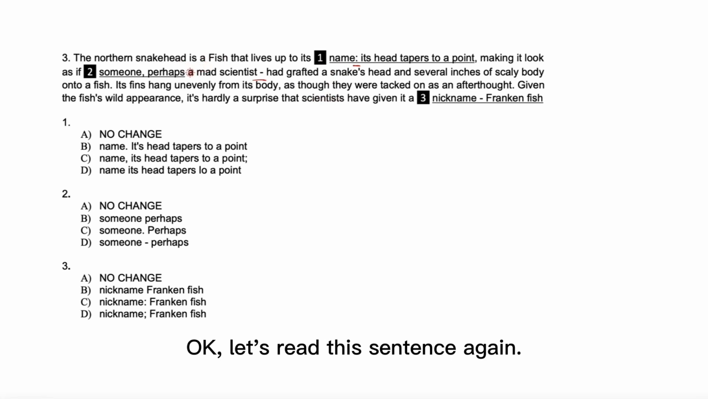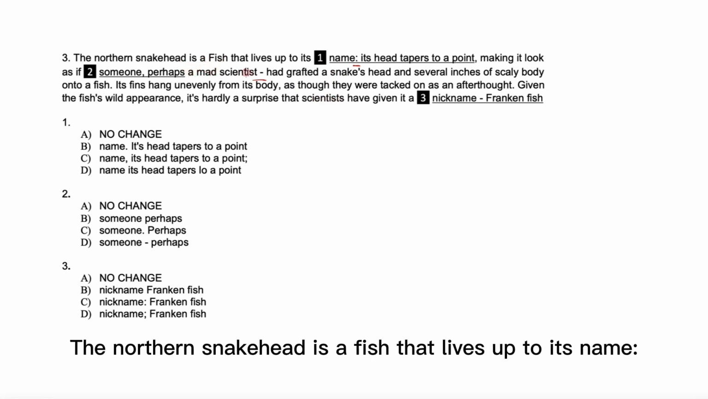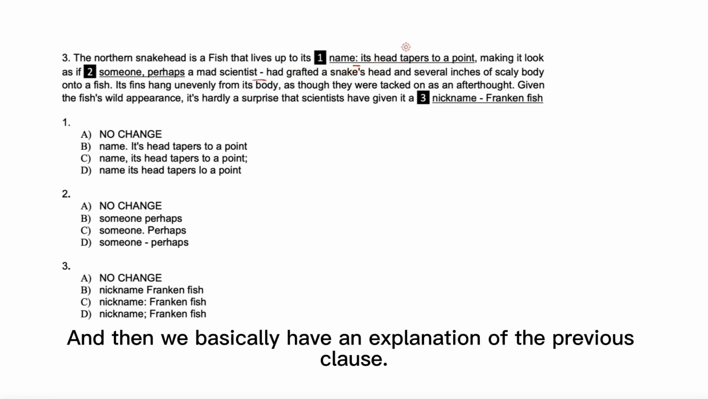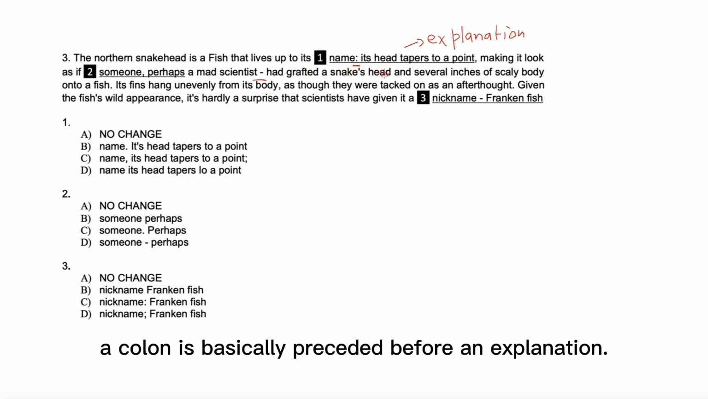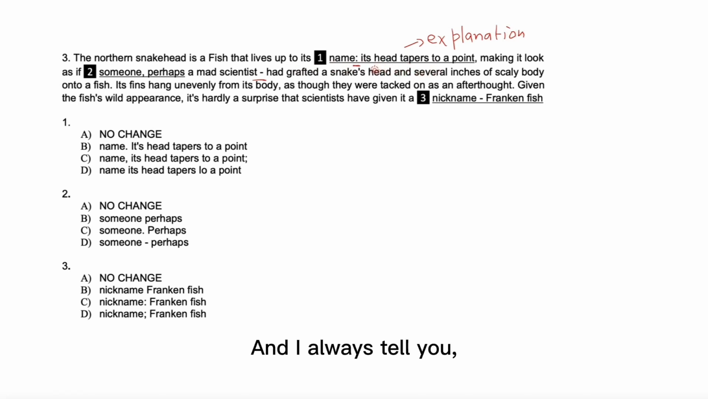Okay, let's read this sentence again. The northern snakehead is a fish that lives up to its name, colon, and then we basically have an explanation of the previous clause. And you know, if you have an explanation, a colon is basically placed before an explanation. So it's perfectly fine. And I always tell you to not look at the option choices first. Evaluate the sentence first and then move on to the option choices. Now, let's have a look at these.